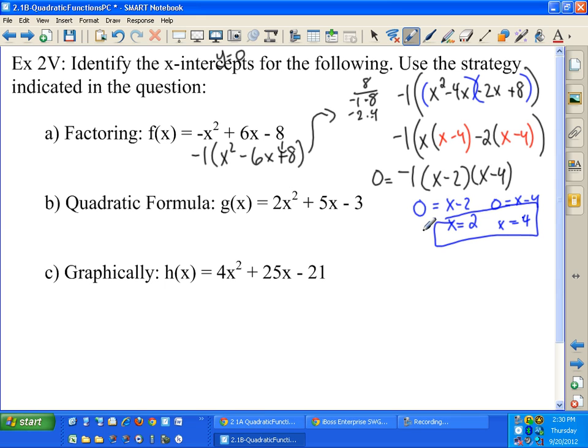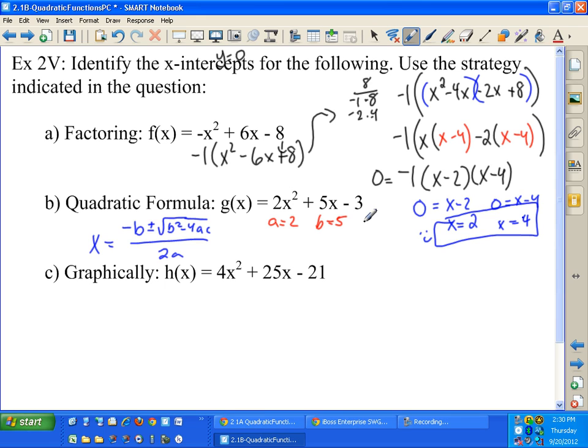Now if I'm going to use the quadratic formula for this, remember the quadratic formula does the same thing, gets us the x-intercepts, and it's negative b plus or minus the square root of b squared minus 4ac all over 2a. Well, we just have to pick apart what we've got up here. a is 2, b is 5, and c is negative 3.